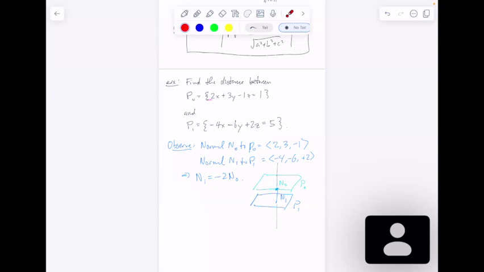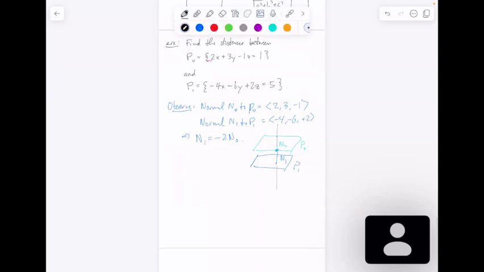By the way, what happens when two planes are not parallel? Right, two non-parallel planes must intersect somewhere. So the distance should be 0 because at some point they always intersect. So that's correct. This question only makes sense when they're parallel planes.